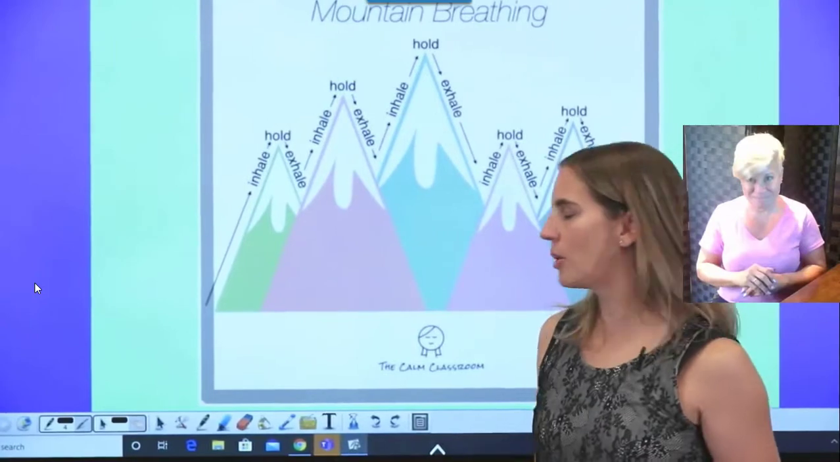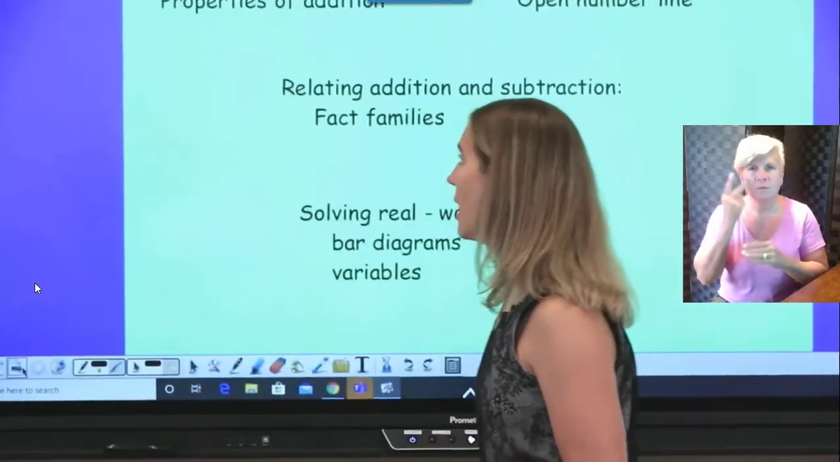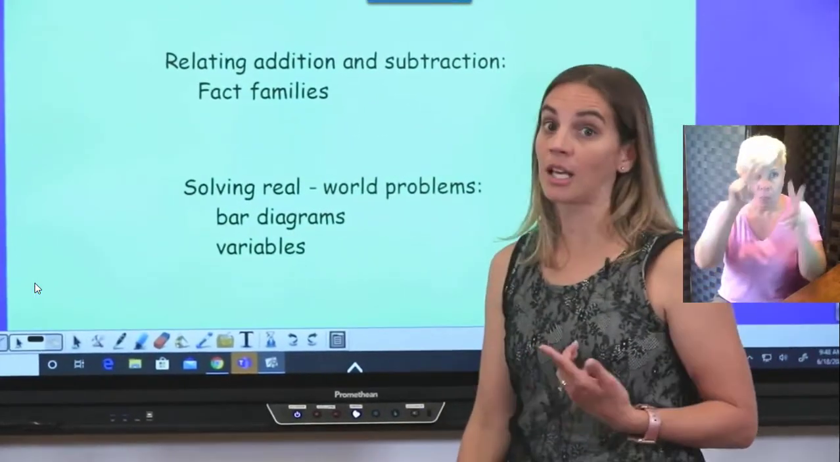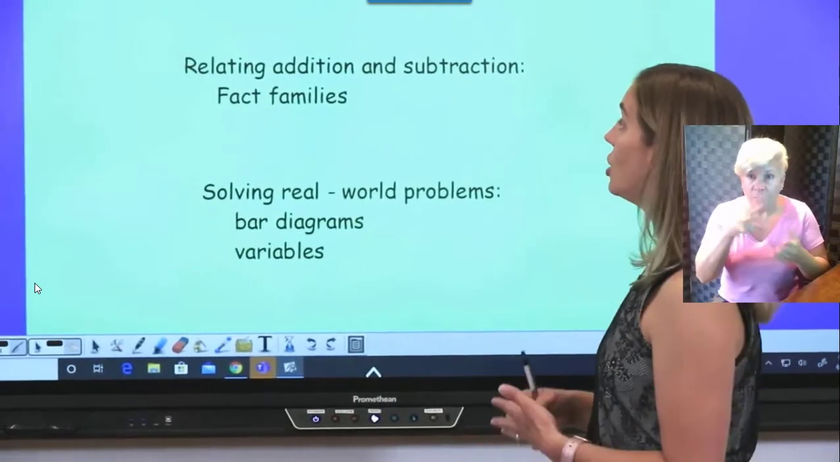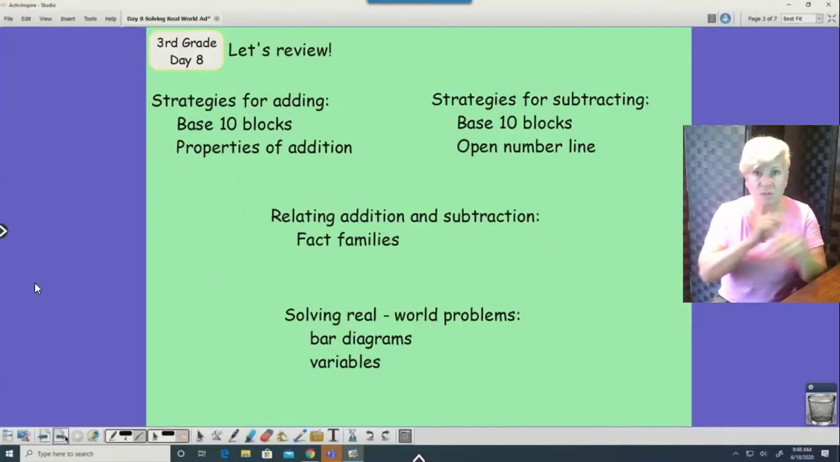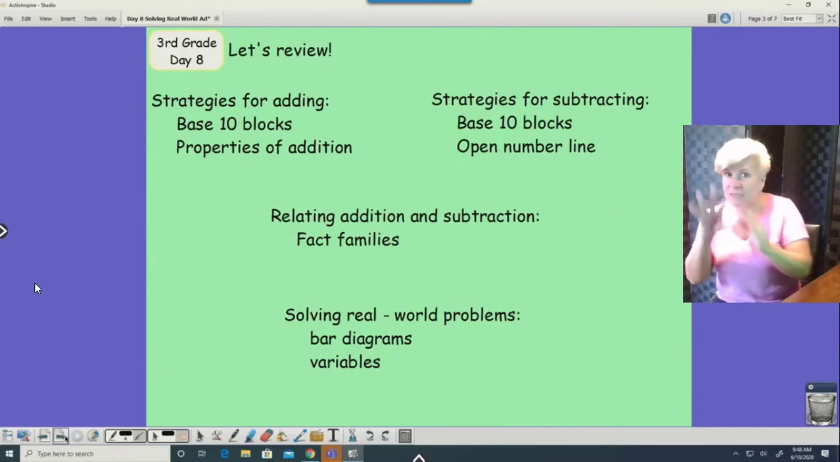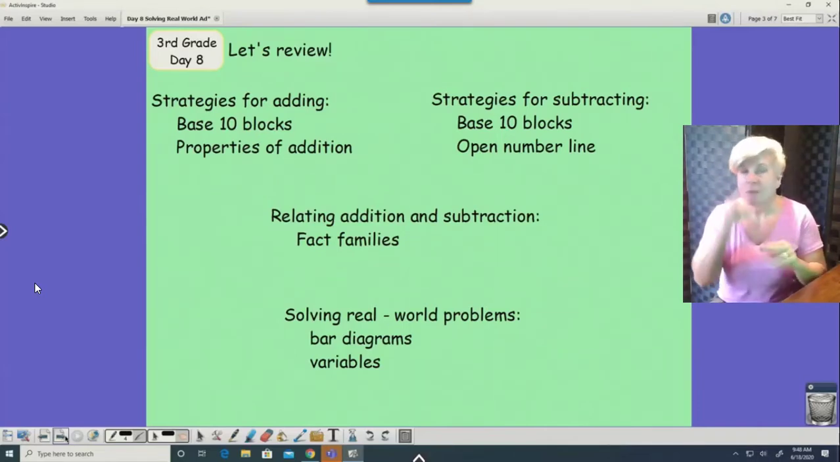Okay, let's take a quick second to review all of the math that we've done. Look at all of the things that you have done. You've used base 10 blocks to add. You've used properties of addition like commutative and associative. You've used base 10 blocks and open number lines to subtract. You've related addition and subtraction fact families. Do you remember that lesson? We had all kinds of fun with those triangles.